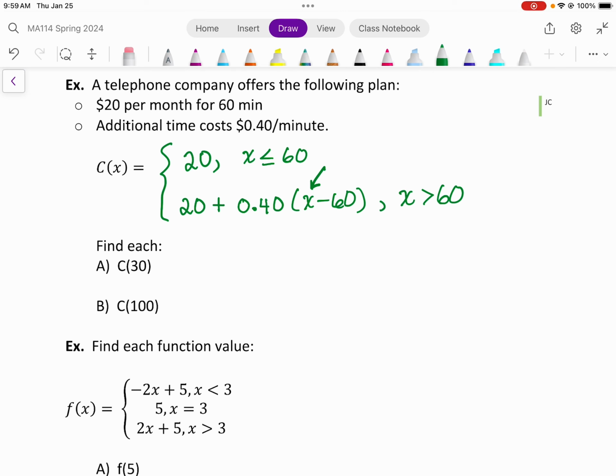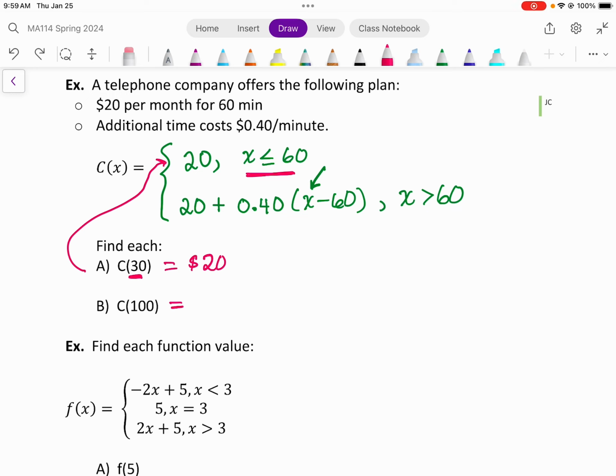If I'm finding C of 30, this represents talking on the phone for 30 minutes. 30 minutes is less than 60, so my bill will be $20. So this one goes back to the first function. If I talk for 100 minutes, that is greater than 60.